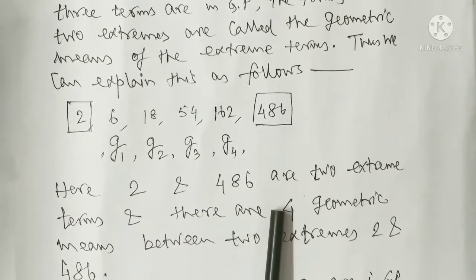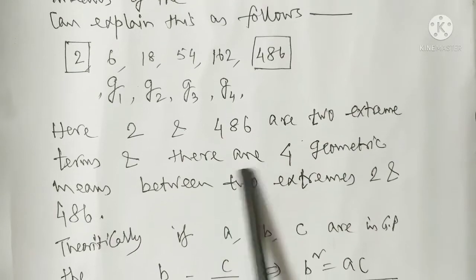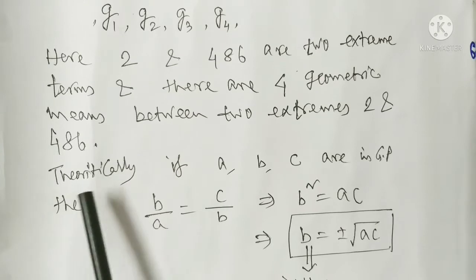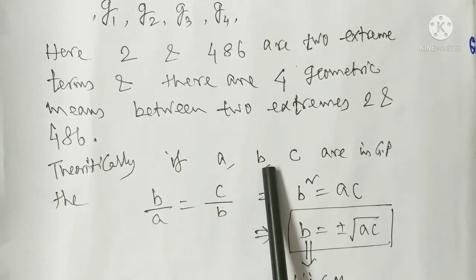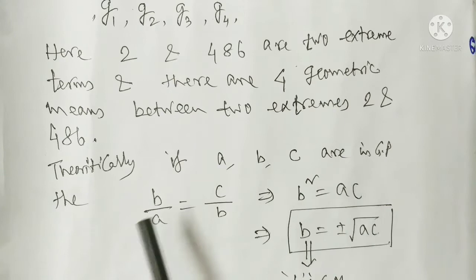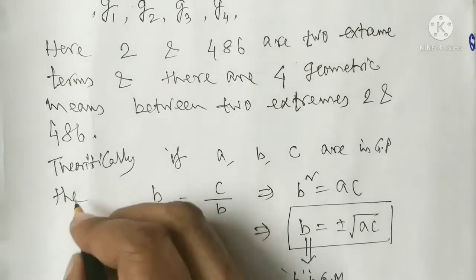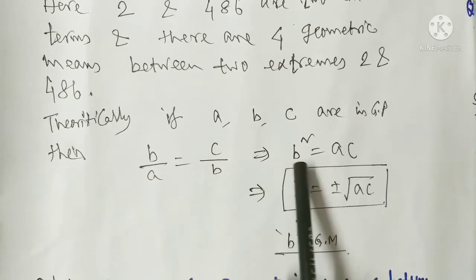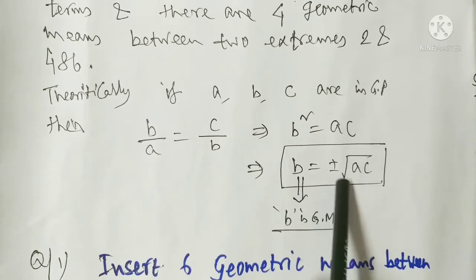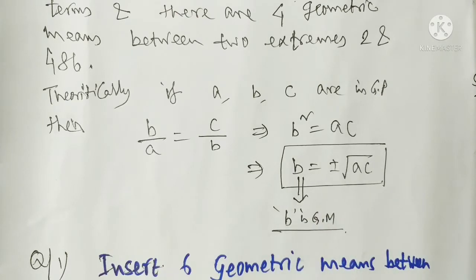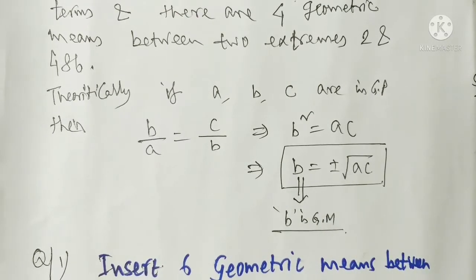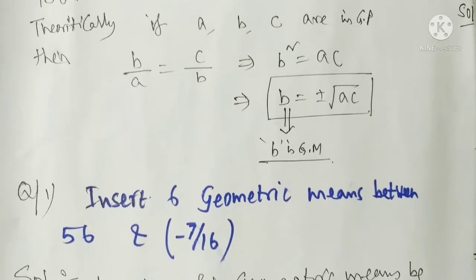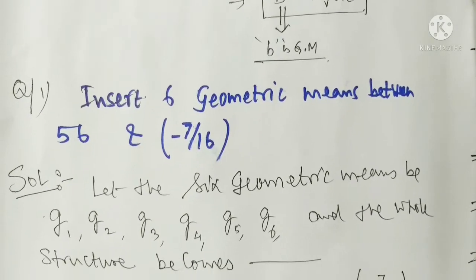Here 2 and 486 are the two extreme terms, and there are 4 geometric means between the two extremes 2 and 486. Theoretically, if A, B, C are in GP, then B by A equals C by B, that is B square equals AC, that is B equals plus or minus root over AC, and B is the geometric mean. Now we present a problem of GM in favor of this geometric mean theory and concept.